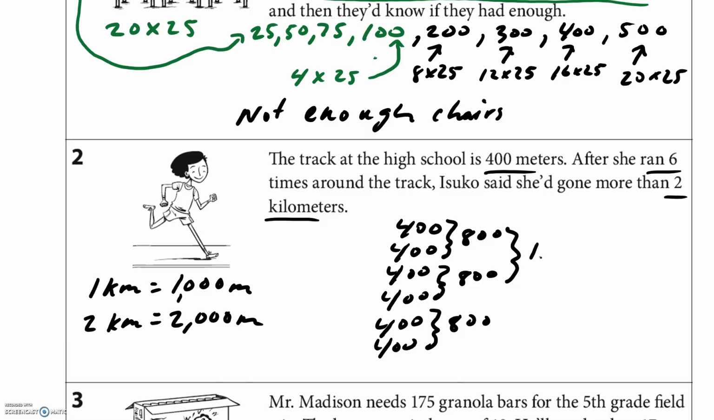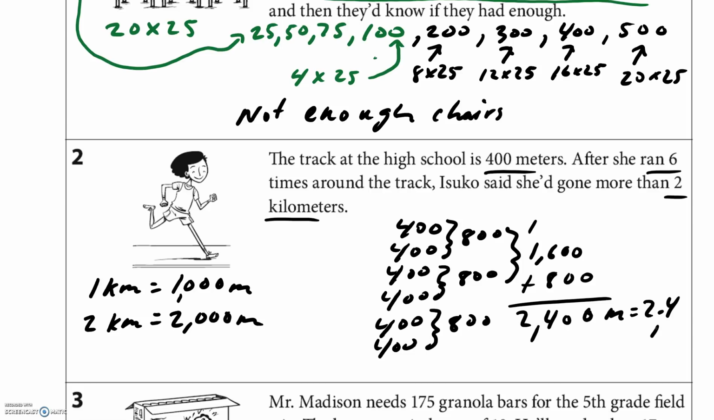That's 1,600, plus another 800. Well, I don't even need to know the answer, because I know that if I add 800 to 1,600, I'm going to go over 2,000, right? Let's just do it. 4 carry the 1, 2,400 meters equals 2.4 kilometers. And guess what? We agree. I agree. Do you agree? Hopefully. Okay. Let's do number 3.